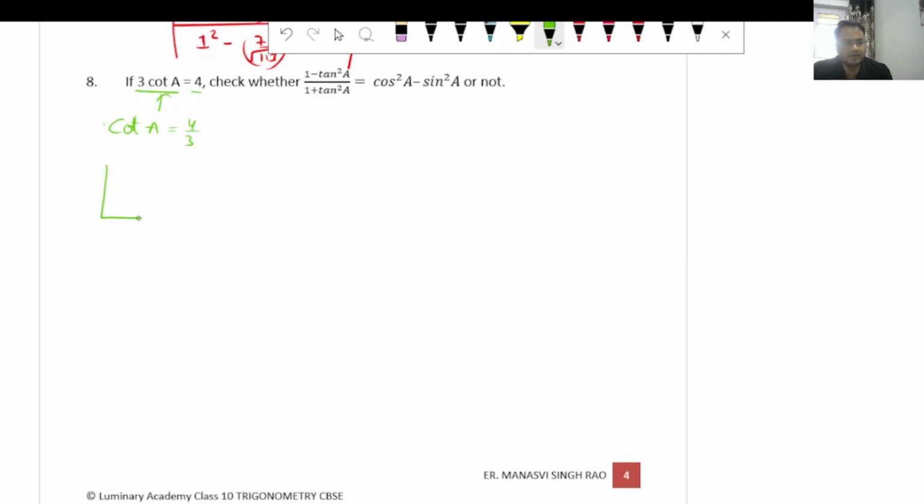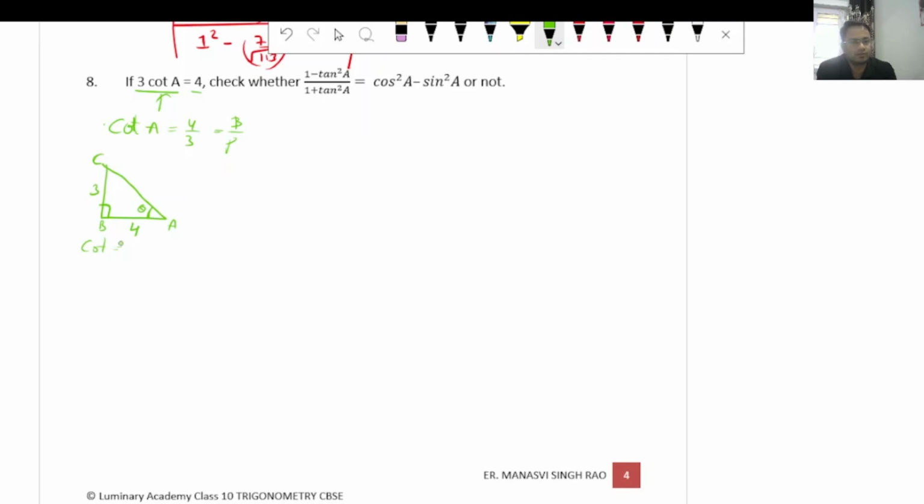So if I make a triangle, I already told you to make a right angle triangle every time you have a question from trigonometry. So A, B and C. Okay, so this is theta A because it is written cot A. So this is our angle theta. Now you already know the ratios: cot is base upon perpendicular. So base is 4 and perpendicular is 3. You need to find the hypotenuse.